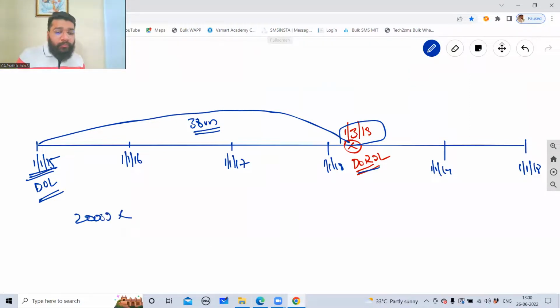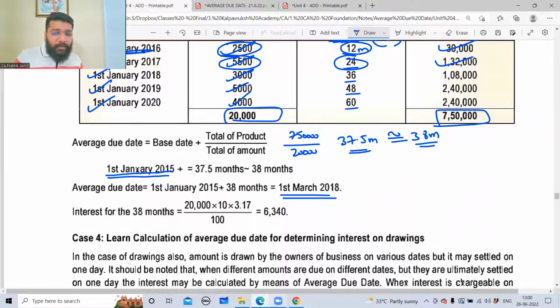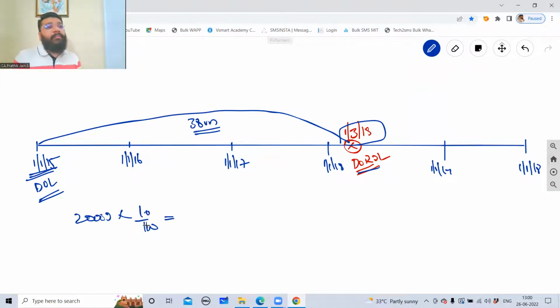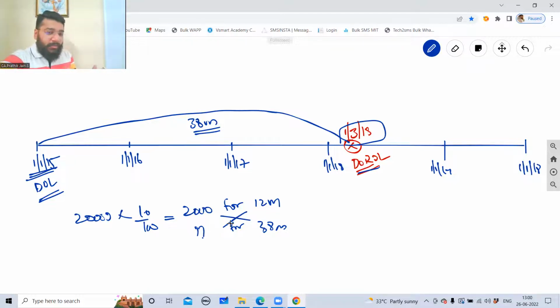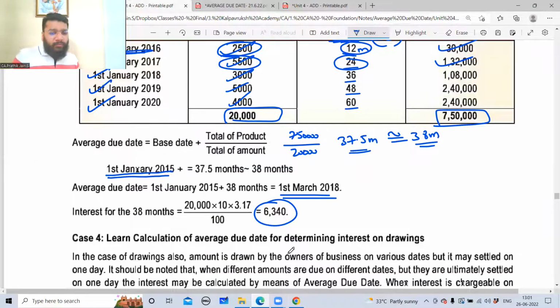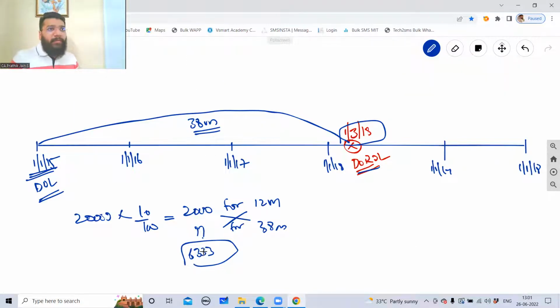So 20,000 into 10 by 100, you will get interest of 2,000 rupees. 2,000 is interest for 12 months, then what will be the interest for 38 months? Cross multiply. You get 6,333. Is it the same interest? Rounded off, approximation. They took 6,000. They took 37.5. So you can do 2,000 into 37.5 divided by 12. That is 6,250.